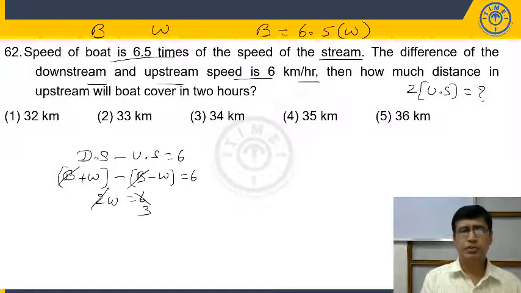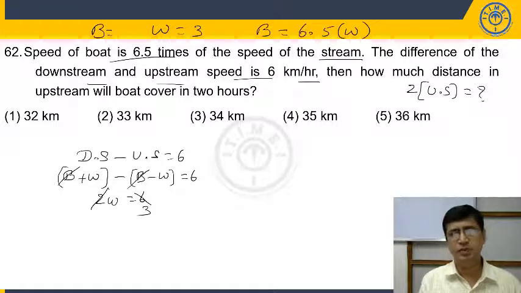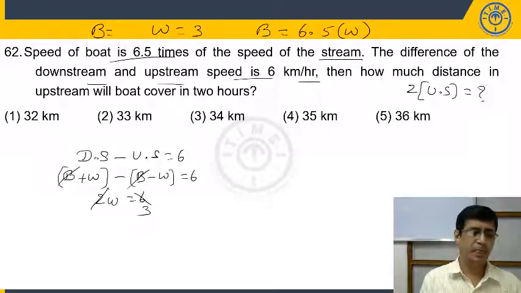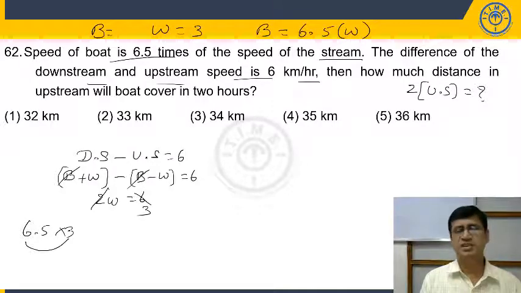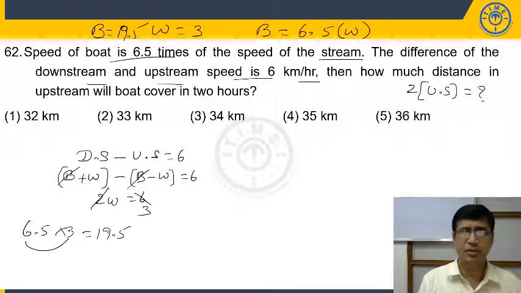When W is equal to 3, what is the value of B? B is 3 into 6.5. 3 times 6 is 18, and 3 times 0.5 is 1.5. 18 plus 1.5 is 19.5. That is the speed of the boat in still water. So the speed of the boat in still water is 19.5.